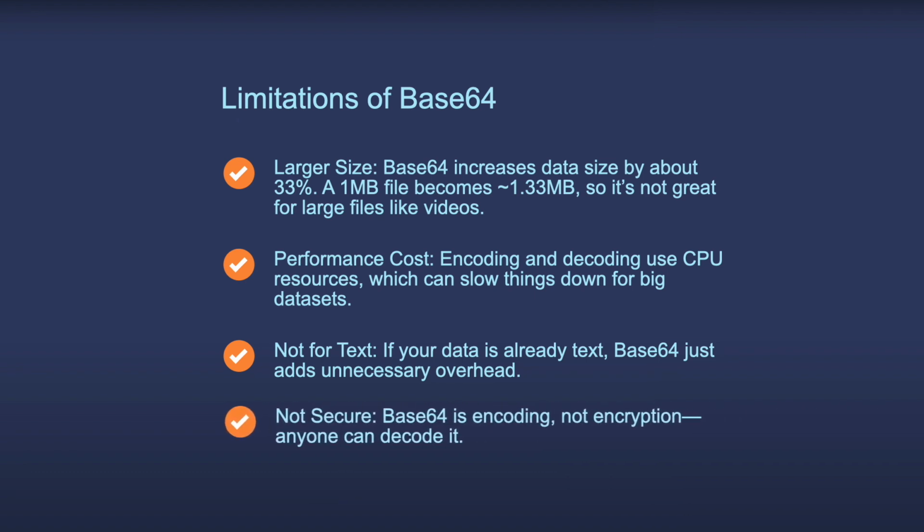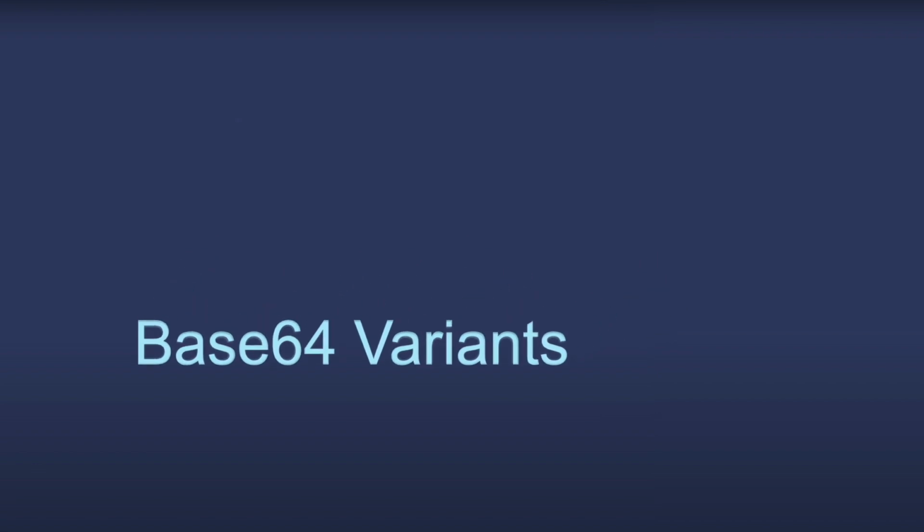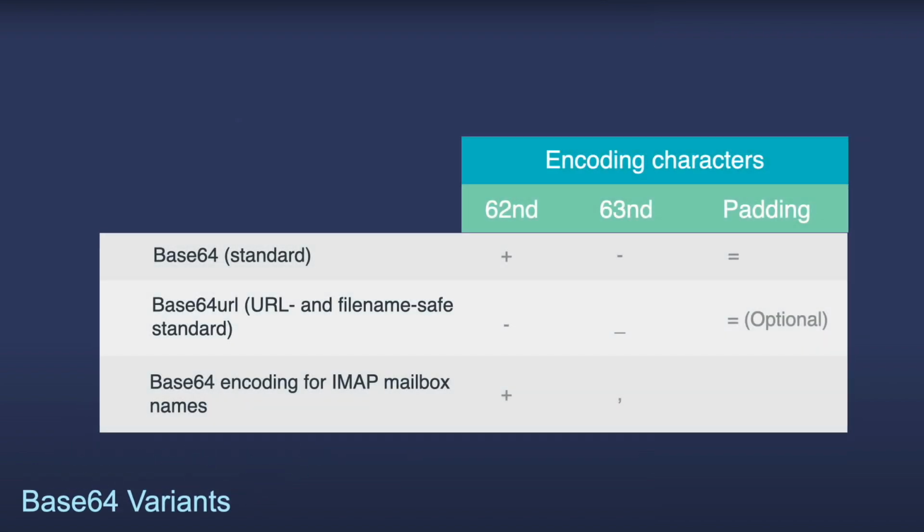Not secure: Base64 is encoding, not encryption. Anyone can decode it. Standard Base64 uses plus and forward slash, which can cause issues in URLs or file names. That's where variants like Base64 URL come in, swapping plus for minus and forward slash for underscore. It's a small tweak, but a game changer for web APIs.